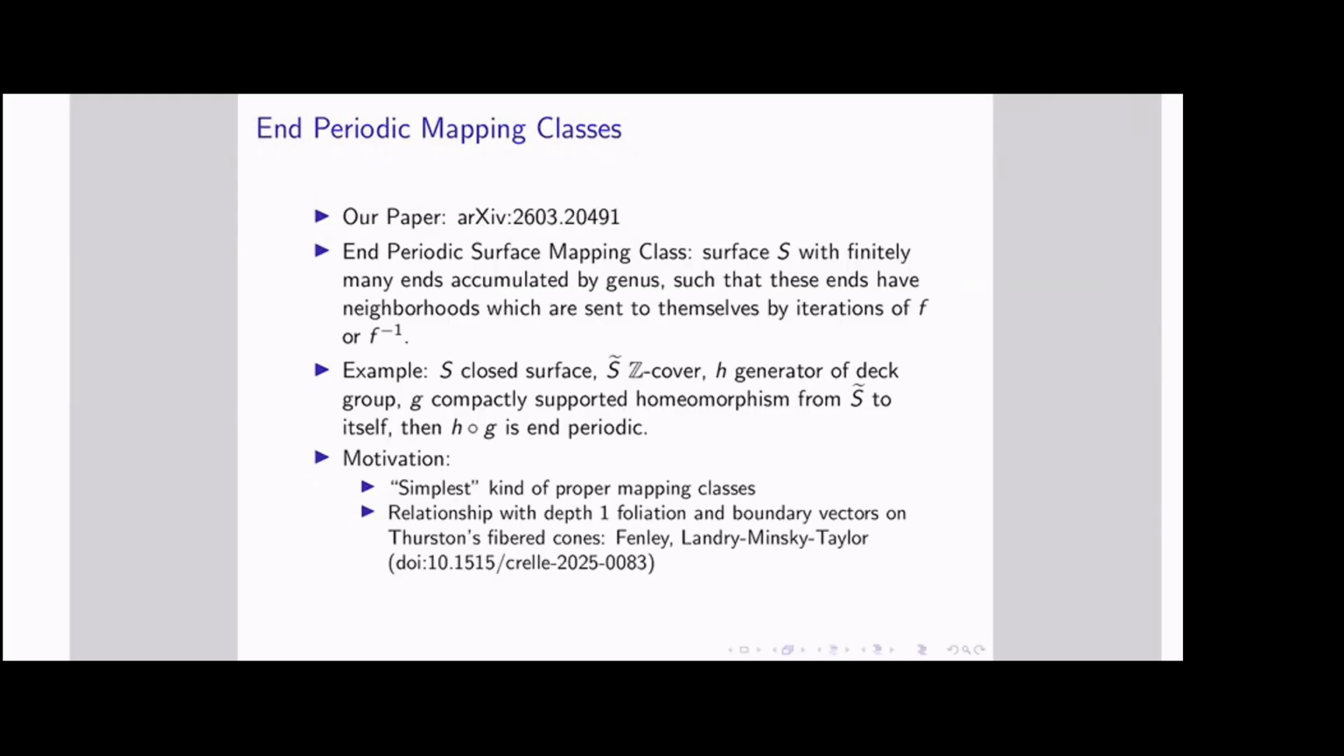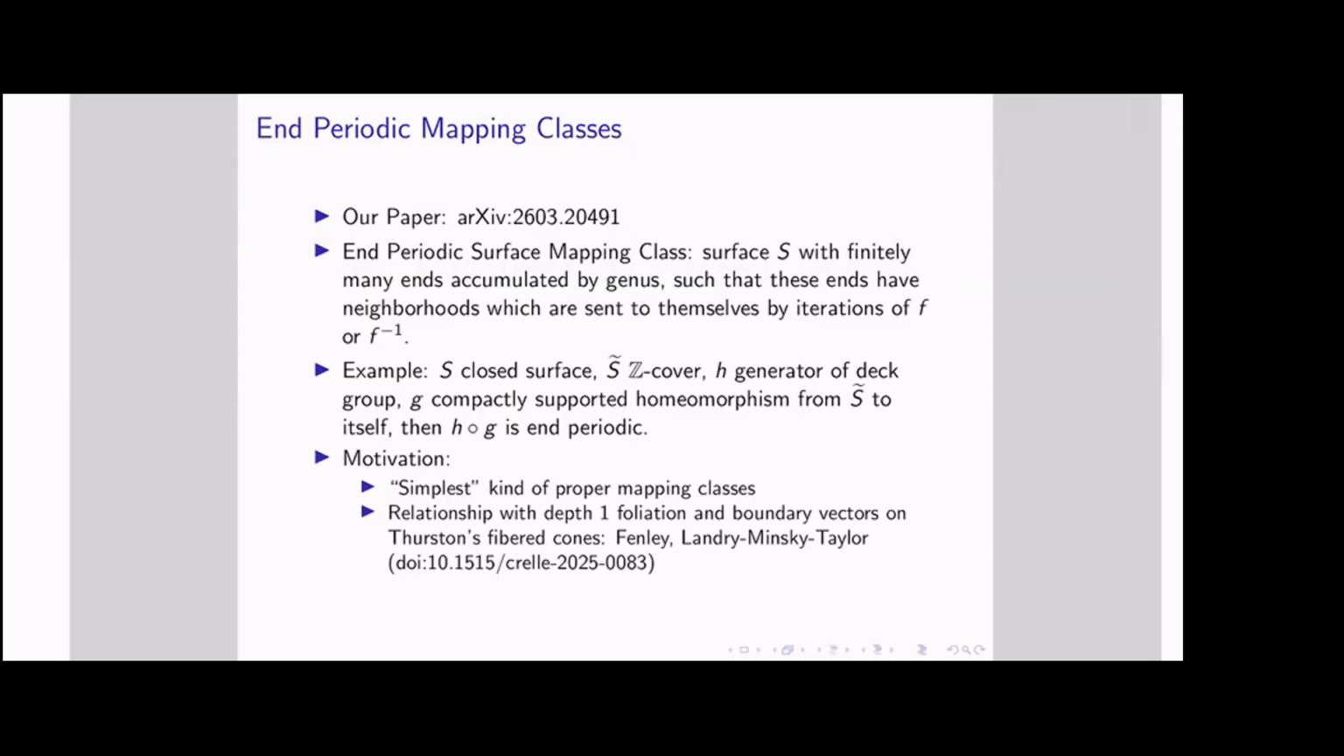As I said earlier, what's the motivation for studying these kinds of mapping classes? The idea is that for the mapping classes over finite genus surfaces or closed surfaces, there's already a fairly extensive theory. The idea is that we want to push that theory to infinite genus surfaces or infinite type surfaces.